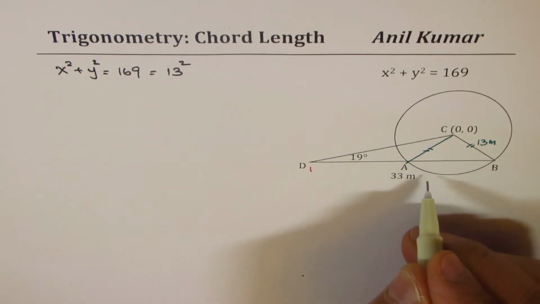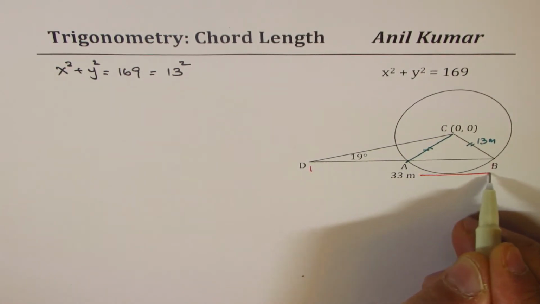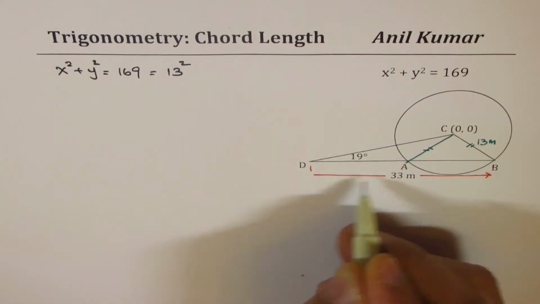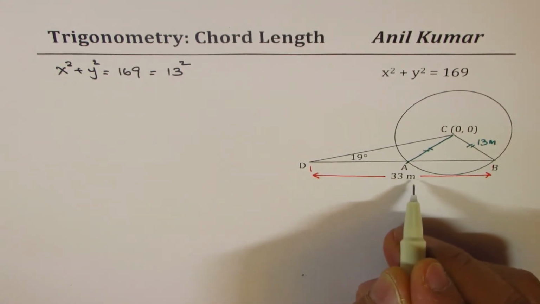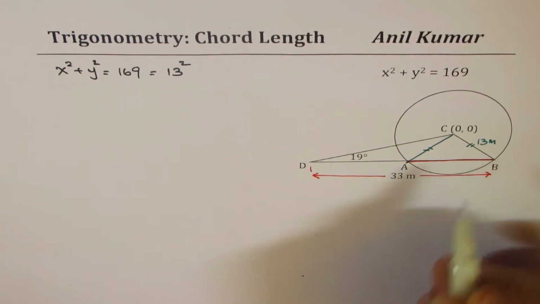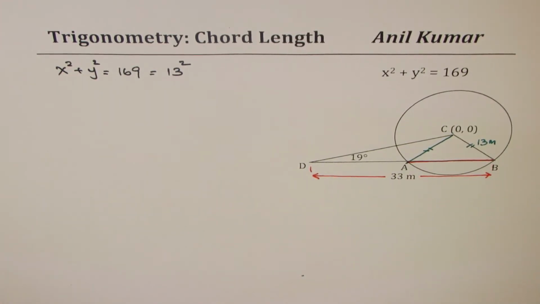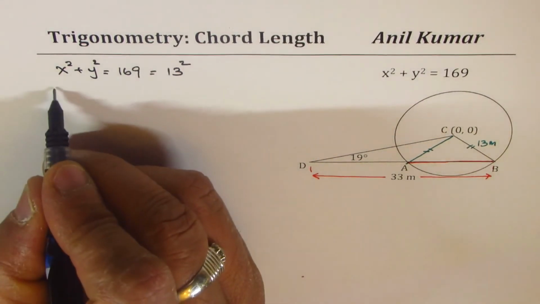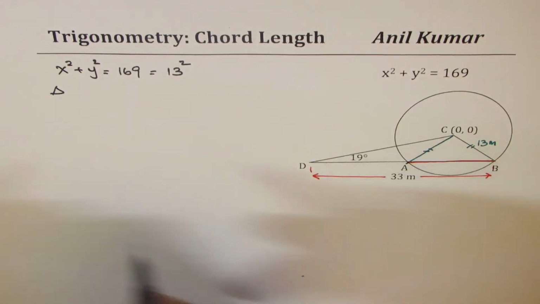Now in this particular case, we are actually given the D to B distance, right? So that is the distance 33 meters, and we have to find what is the chord length. That's the question for you. You can pause the video, answer, and then look into my suggestions. So let's begin by solving the triangle BCD.